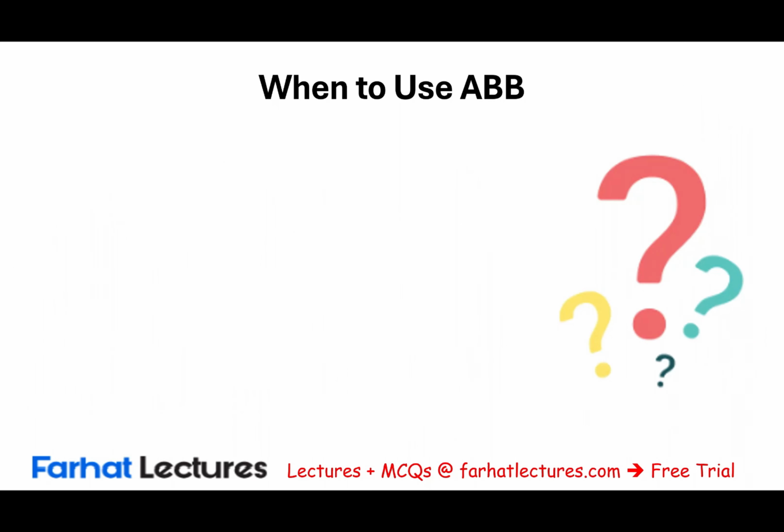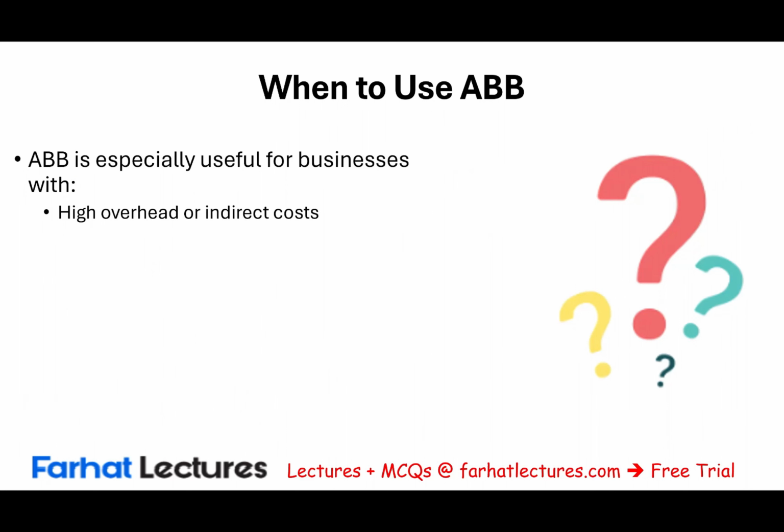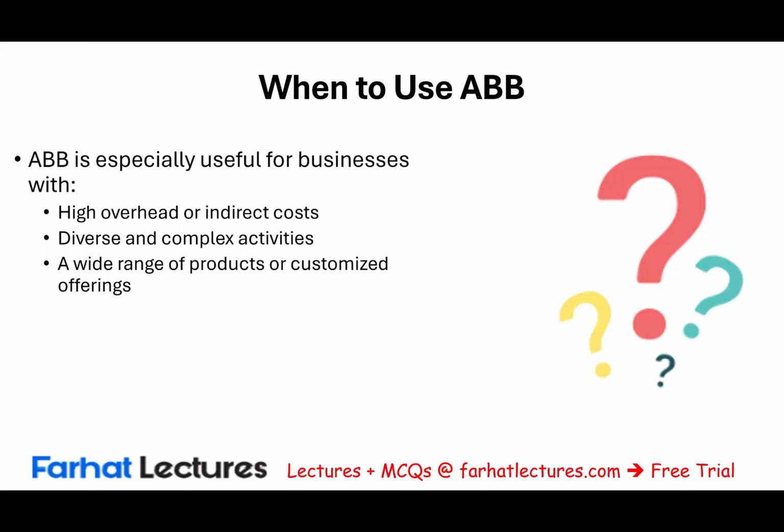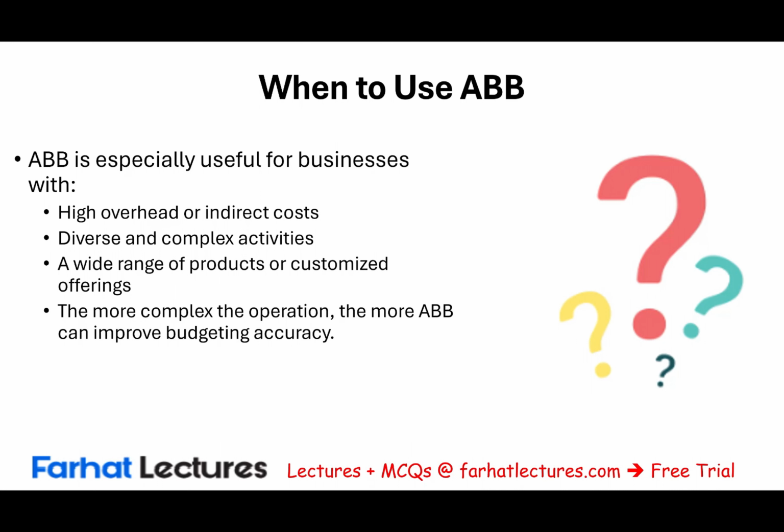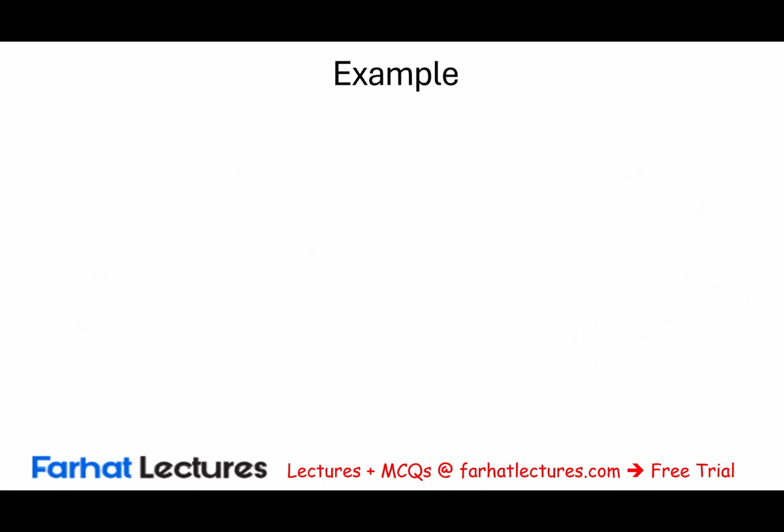So when do we use activity-based budgeting? Kind of, you guessed it, when there's a lot of overhead or indirect cost, because we need a better way to allocate this, or we have diverse or complex activities. And the more diverse and the more complex, the better ABB will help us, because if a product is consuming more activities, we assign more cost to it. Or if we have a wide range of products or customized offerings. So the more complex the operation, the more activity-based budgeting can improve budgeting accuracy. That's great. However, it is costly. It's time-consuming. And you have to revise it constantly as the product changes, as the activity changes, just like zero-based budgeting. You have to justify, you have to revise. So it's time-consuming. Let's take a look at an example.